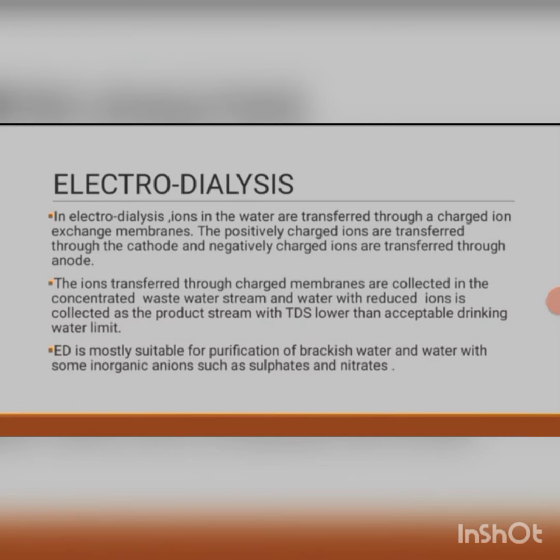Electrodialysis. In electrodialysis, ions in water are transferred through a charged ion exchange membrane. The positively charged ions are transferred toward the cathode and negatively charged ions are transferred toward the anode. The ions transferred through charged membranes are collected in the concentrate wastewater stream, and water with reduced ions is collected as the product stream with TDS lower than the acceptable drinking water limit. ED is mostly suitable for purification of brackish water and water with some inorganic ions such as sulfate and nitrate.